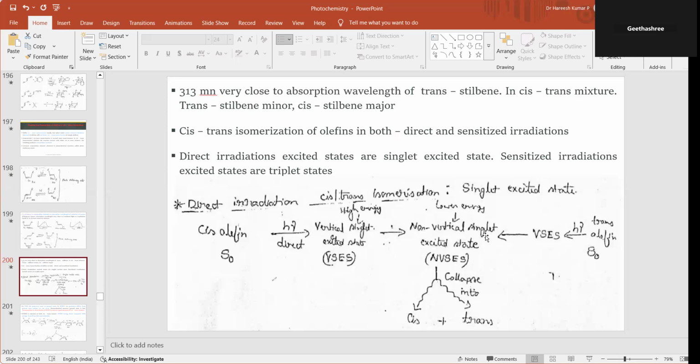This non-vertical singlet excited state will give you a mixture of cis and trans product. This is the theory behind the cis-trans isomerism. We are taking a few examples and explaining them in further slides. And I will go to the next slide.